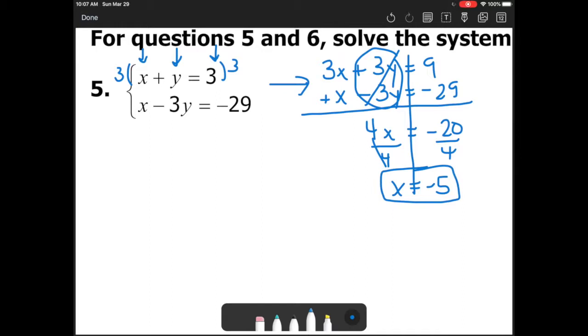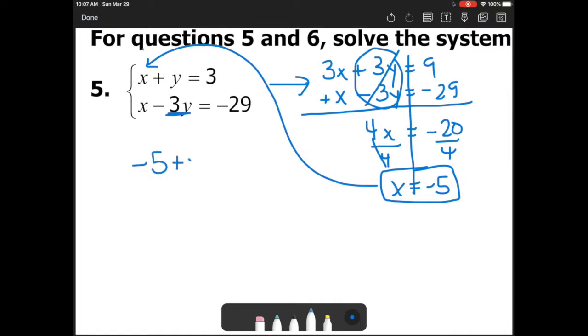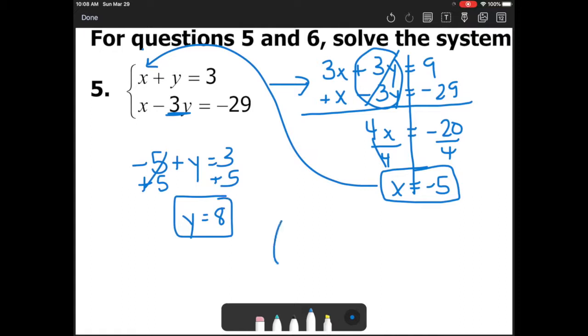Now I can take negative 5 and go back to the original equations and put it into either one. The second equation has more math. The first one doesn't. I mean, it does, but not much. So I think I'm going to use that one. I'm going to put the negative 5 in the first equation, and all I have to do is add 5 on both sides. I'm going to make my math as easy as possible, and y is equal to 8. So the solution to this system is negative 5, 8.